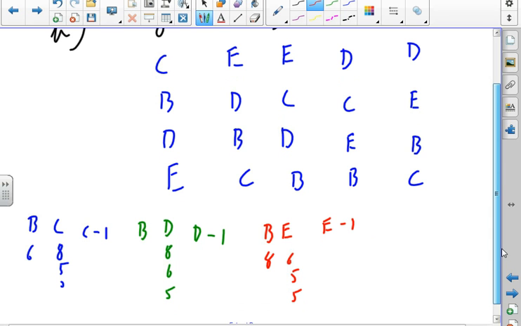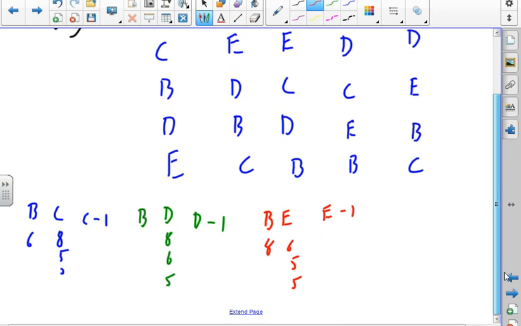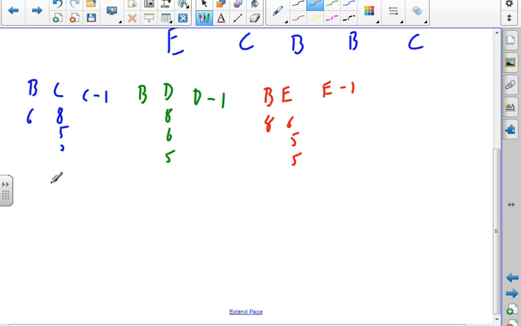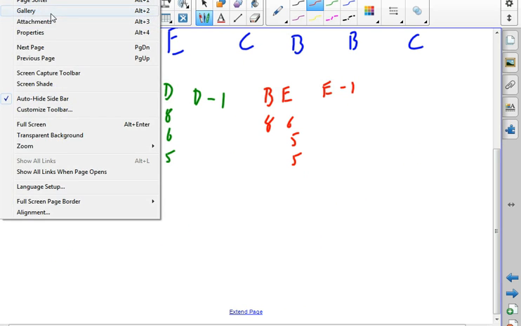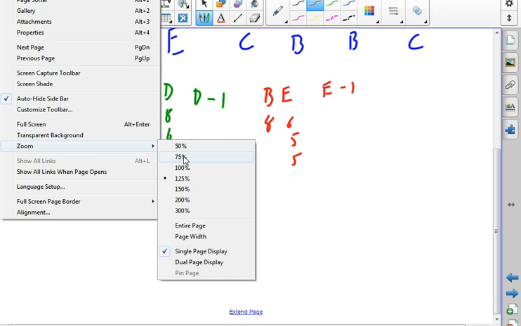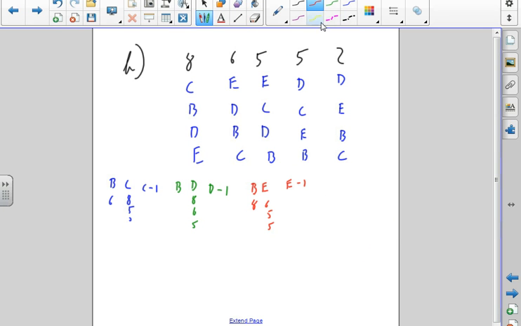B, C, D, E. Okay, so I got them all. Then I'm going to look at how I'm going to look at it. I'm going to cheat. So I'm just going to zoom this to 75%. Yes, I love it already. Okay, so now we're going to look at C versus D. 8, 6, 5, 5, 2, tied. C gets a half, D gets a half.